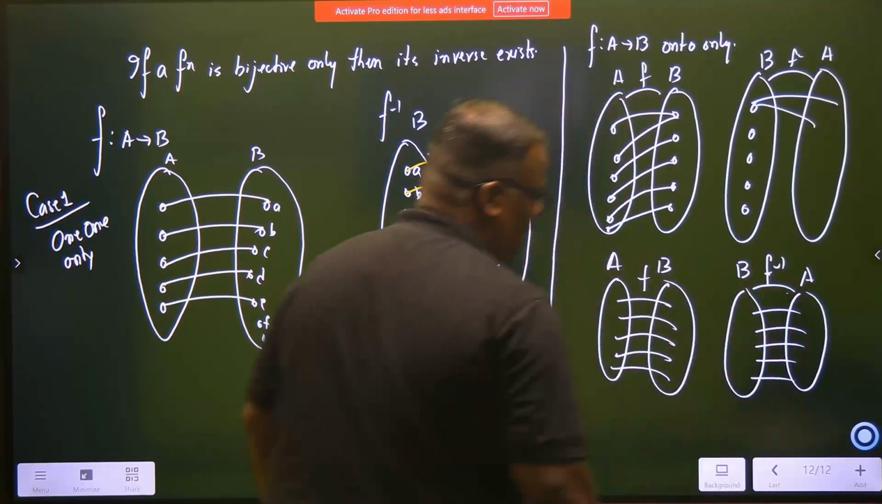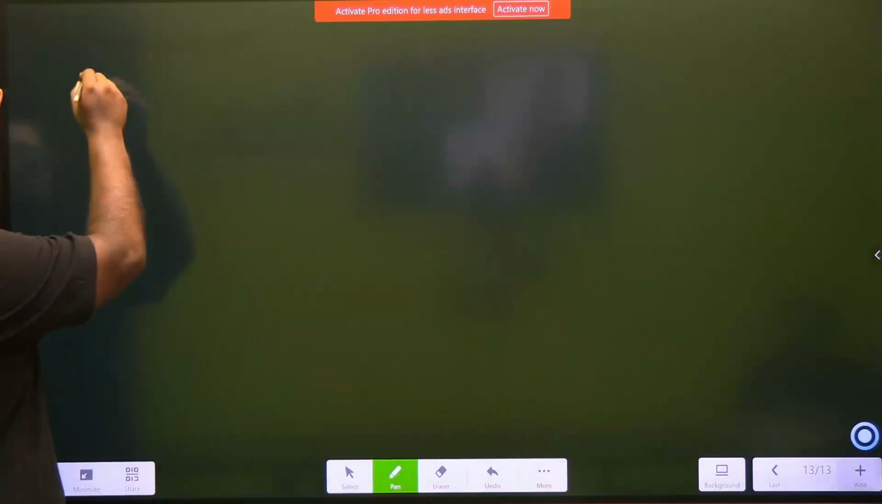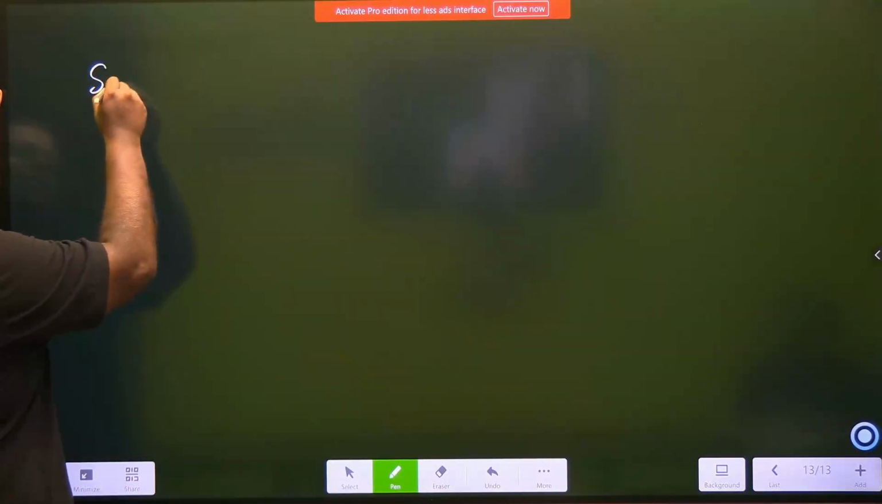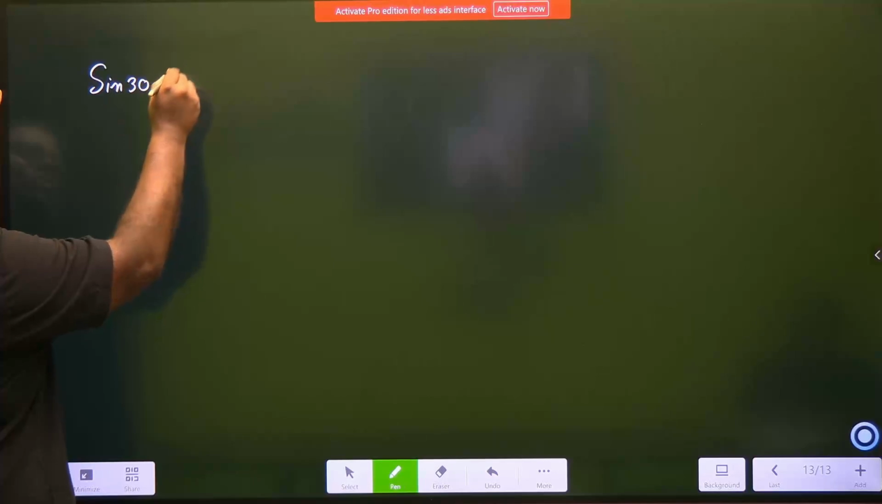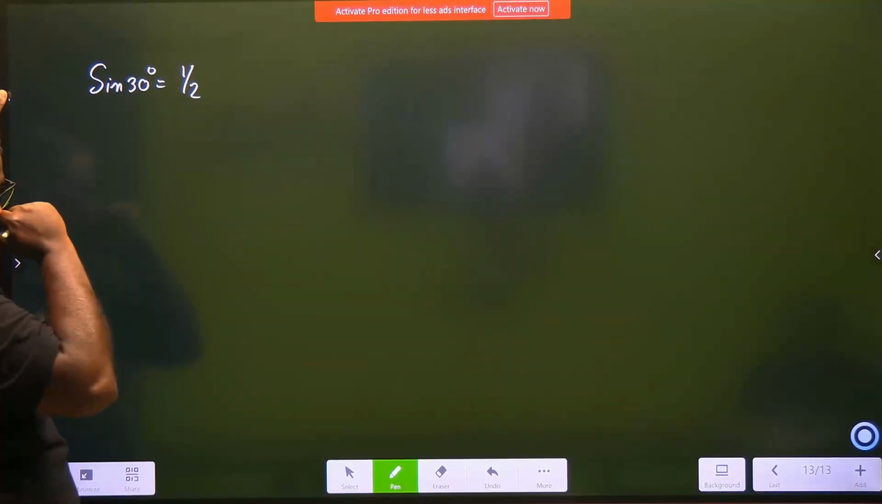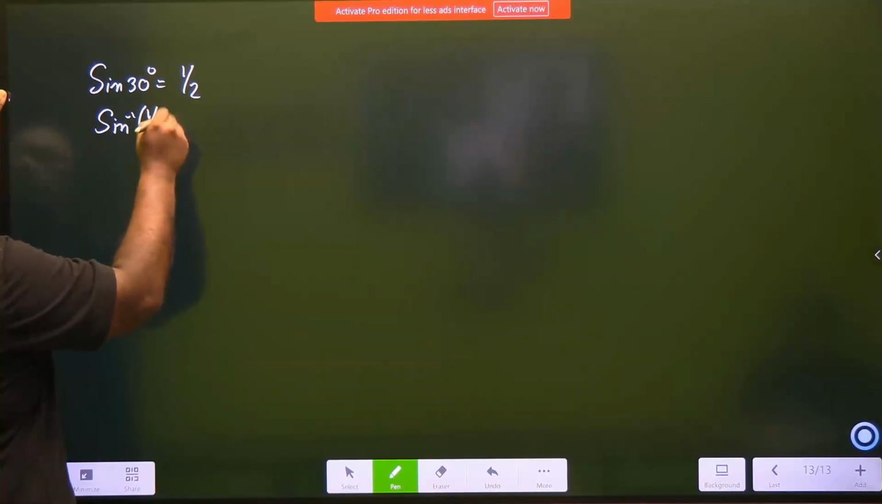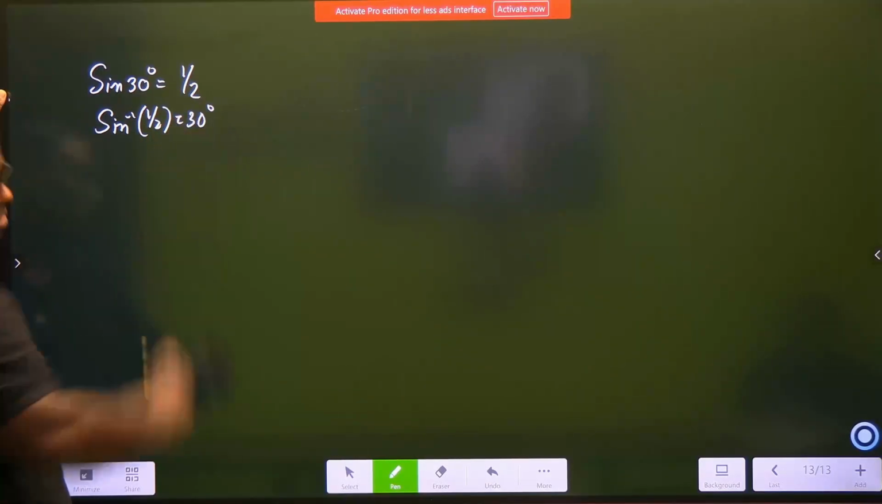F inverse. And if you want to see something interesting here, look, sine 30 is equal to half. You have read that sine has an inverse. How do we write it? Sine inverse half is equal to 30 degrees.